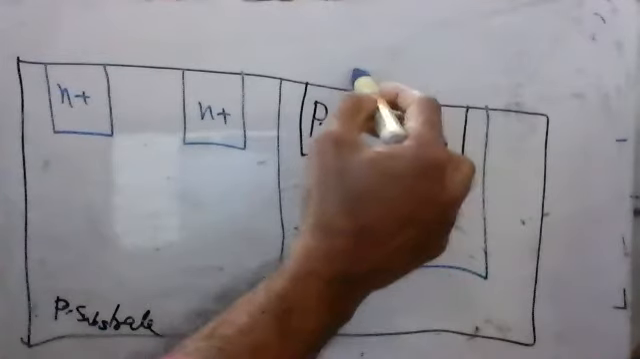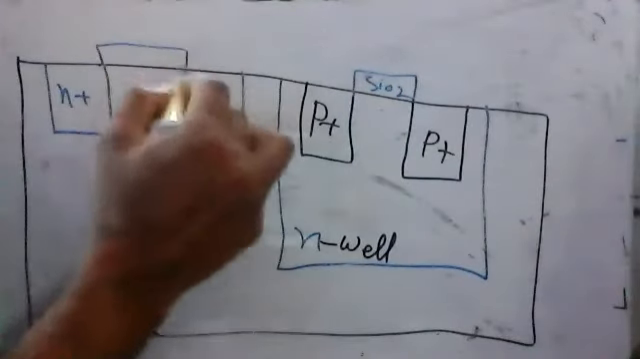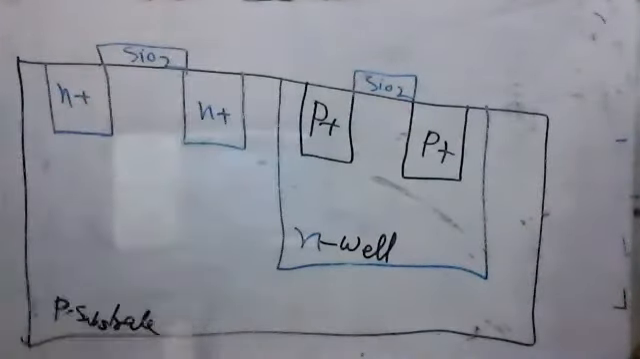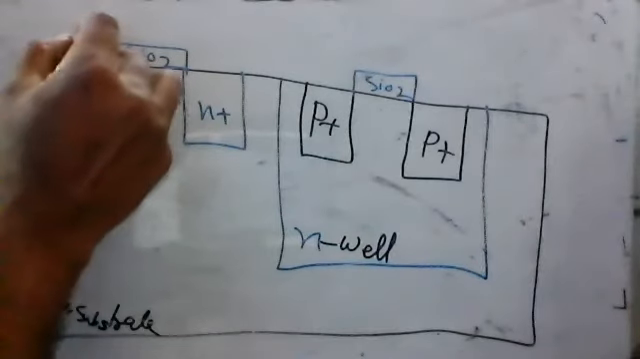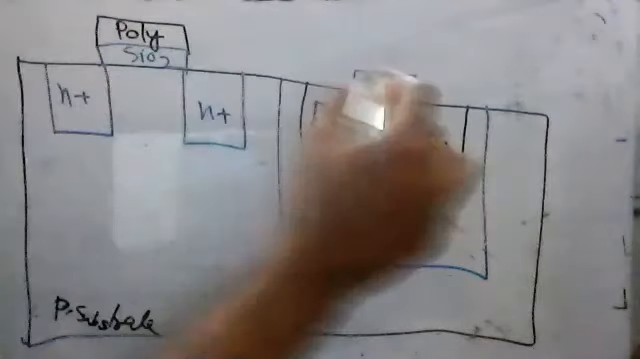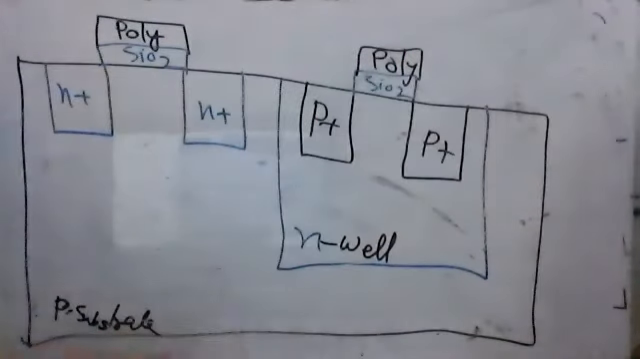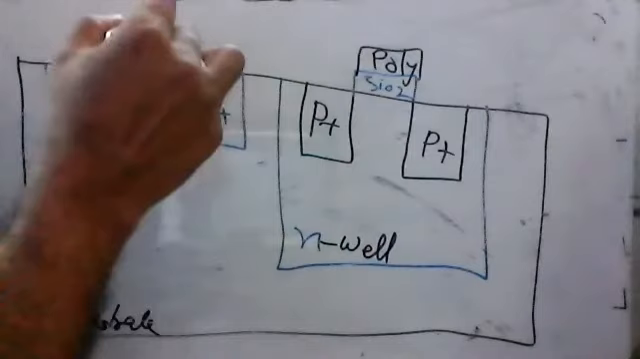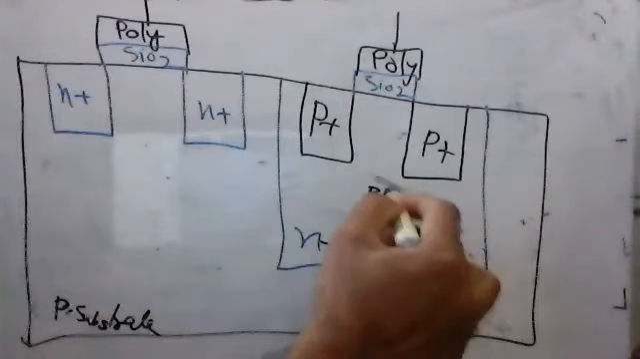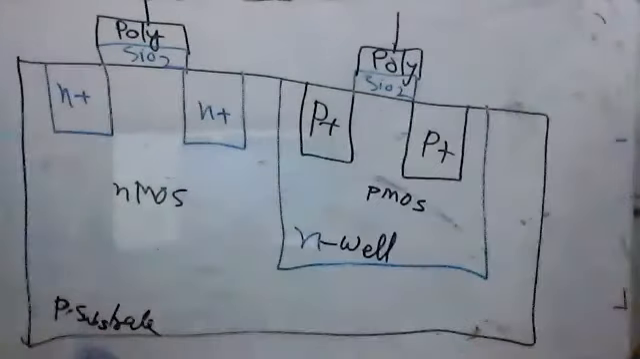And we know that the gate area will be silicon dioxide here, and here also the same thing. The gates are the same, silicon dioxide. And on top of the silicon dioxide, we need to add poly. Poly here also. The poly means the gate. So the two gates: this is one gate, this is the PMOS, right? And this one is the NMOS. So now the whole thing is called CMOS.